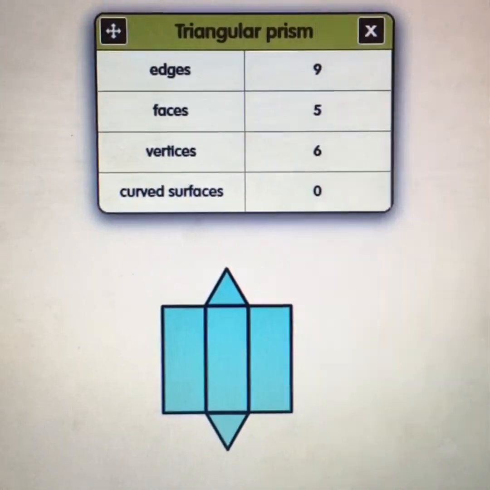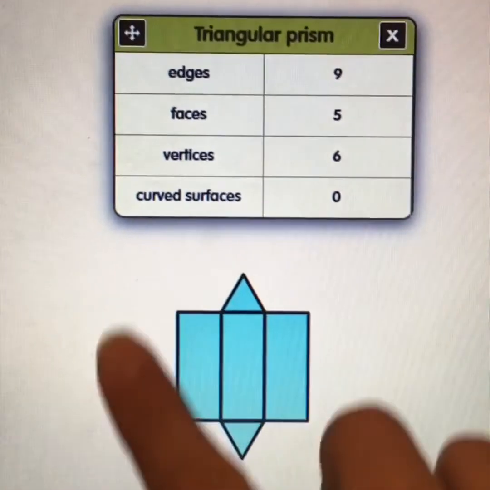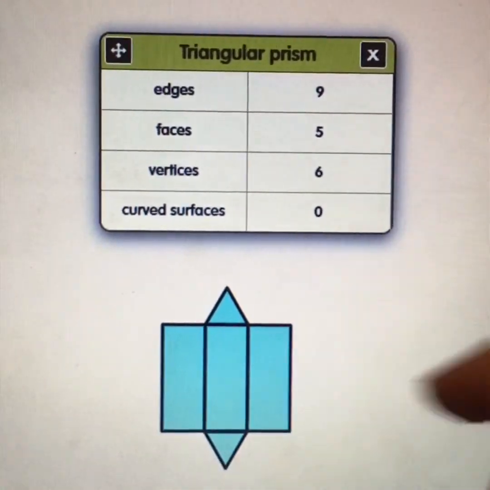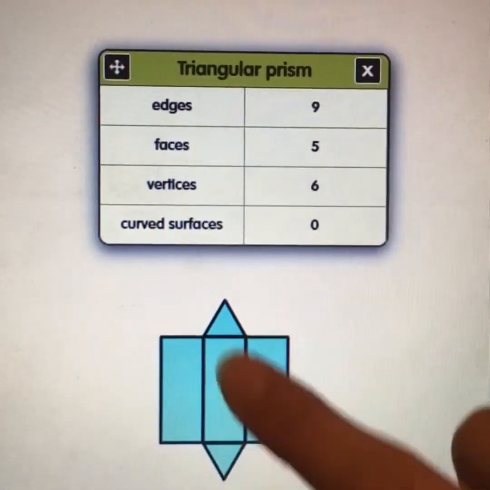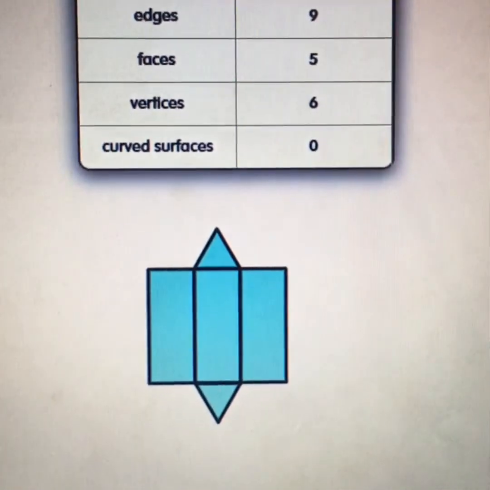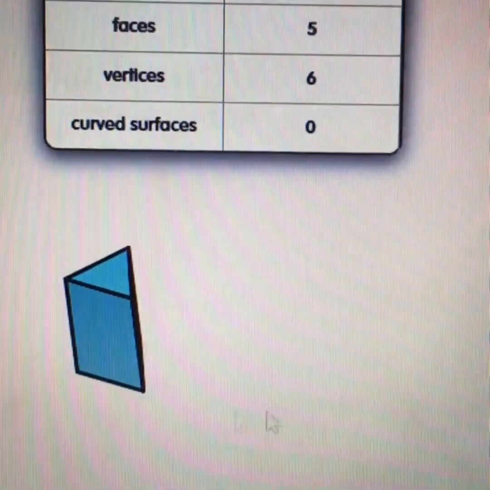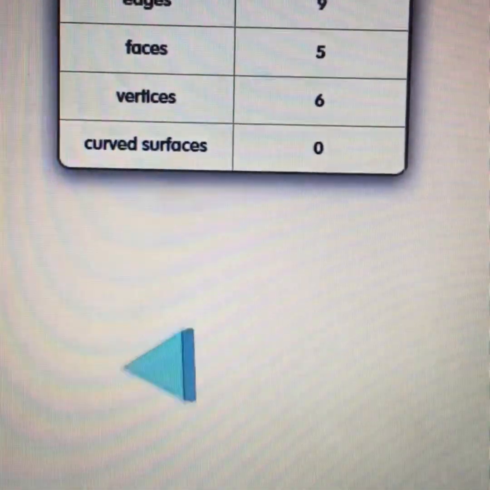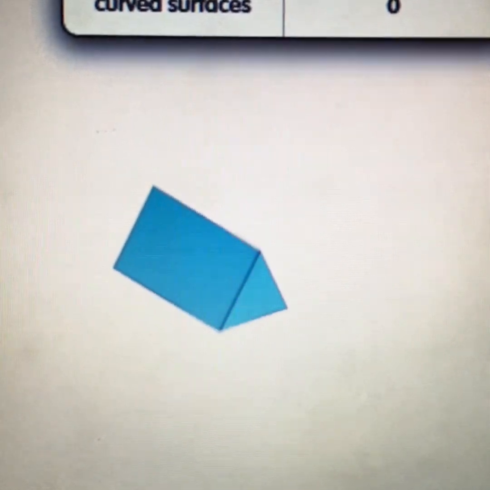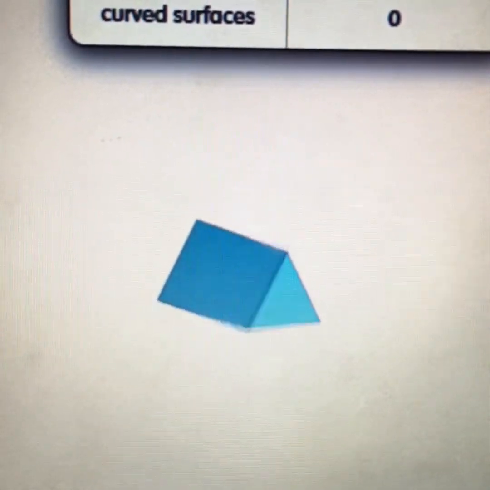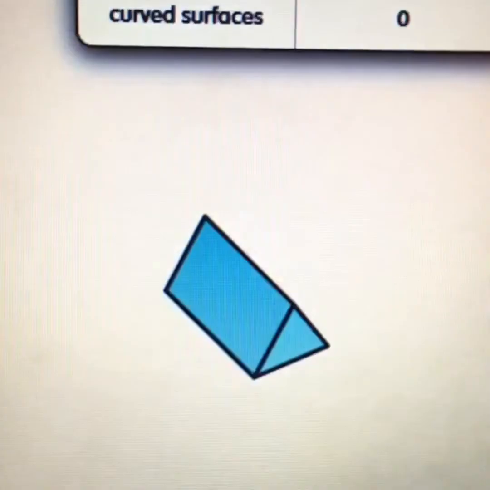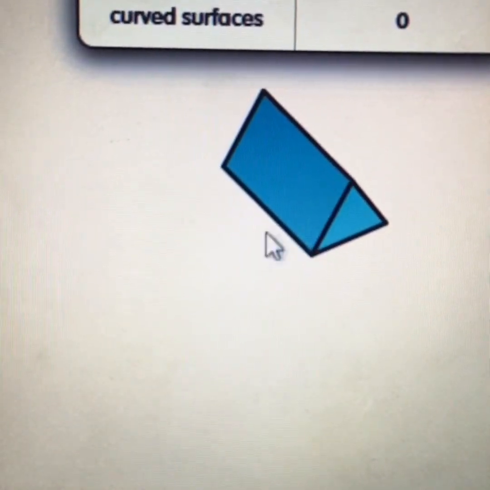Right, here is the first one then. So here is the net. I know yours might have looked a little bit different, but it had 3 rectangles and 2 triangles. Now, if I click on fold net, there we go. Hopefully you can see that it has turned into a triangular prism. It's all folded up. Let's try and unfold it so we can see it again.